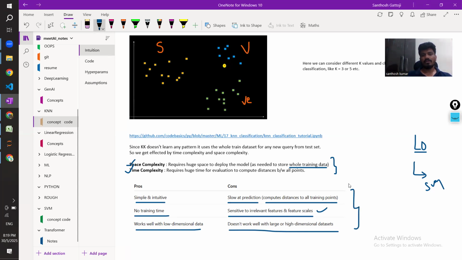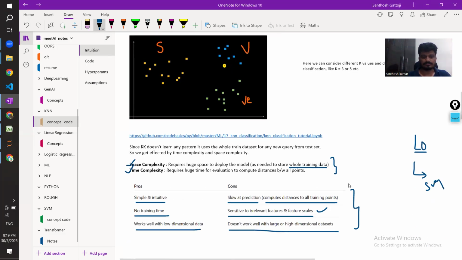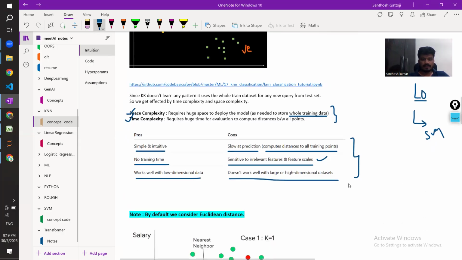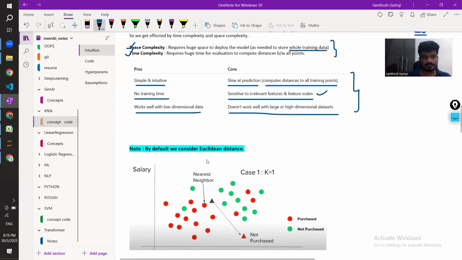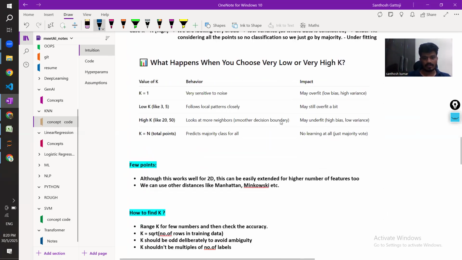Are we good till now? Did you understand the basic logic? By default, we consider Euclidean distance, but you have other distances also. You should know what happens if you choose a very low k, and what happens if you choose a very high k. We'll see that. But before that, what should usually be the value of k? We'll see that.